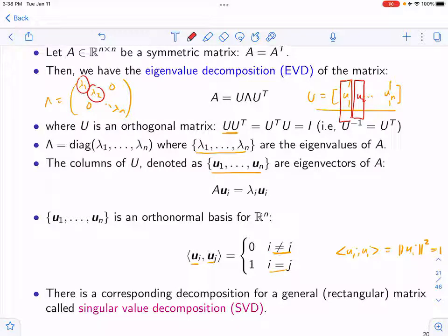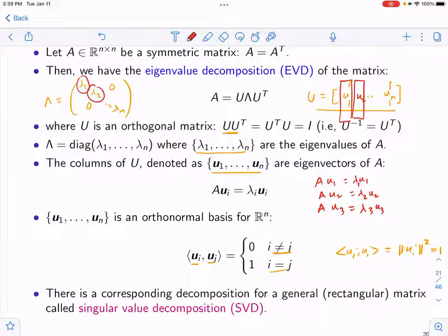So what that means is that A times U1 is lambda 1 U1, and A times U2 is lambda 2 U2. Each one has its own eigenvalue. And these eigenvalues could be repeated. So lambda 1 could be equal to lambda 2, but U1 and U2 will be different.